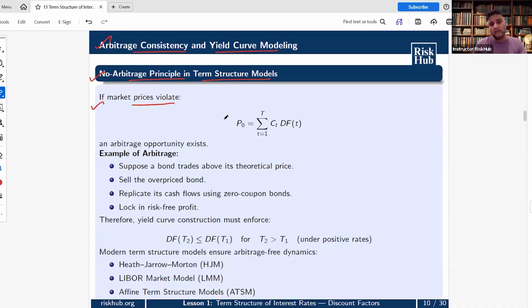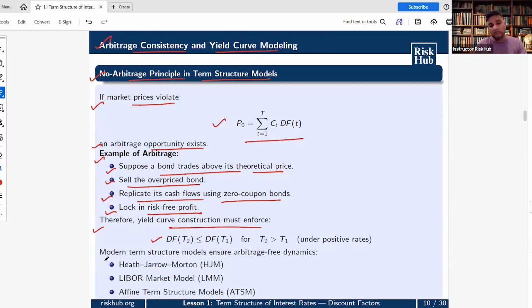If the market prices violate this formula, then an arbitrage opportunity exists. Example of arbitrage: suppose a bond trades above its theoretical price. Sell the overpriced bond, replicate its cash flows using zero coupon bonds, and lock in the risk-free profit. Therefore, yield curve construction must enforce this. Modern term structure models ensure arbitrage-free dynamics: HJM, LMM, affine term structure models, right?